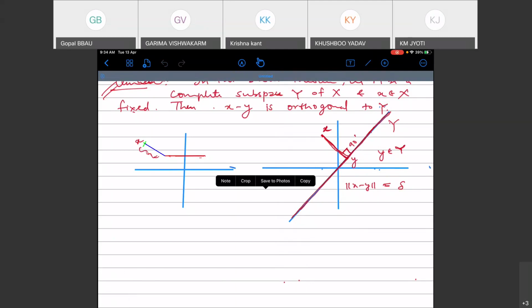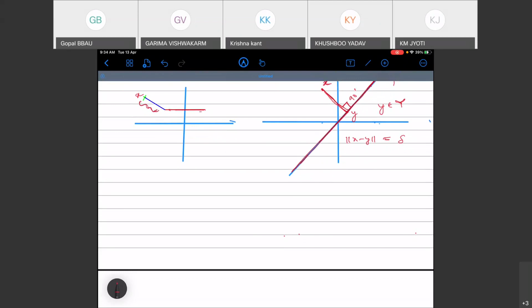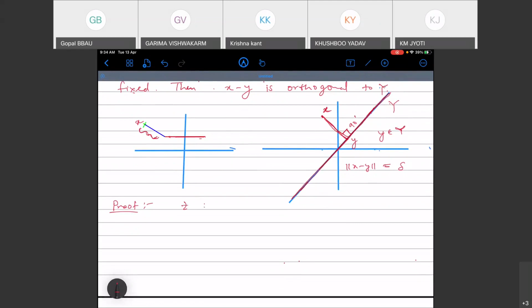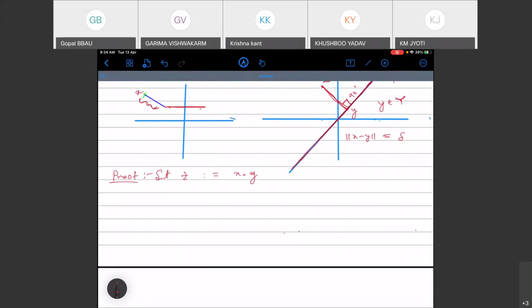किसी ने कुछ बोला? Okay, नहीं बोला तो पढ़ते हैं. So let's prove this. First set z equal to x minus y, and assume z is not perpendicular to Y, means this is not true.